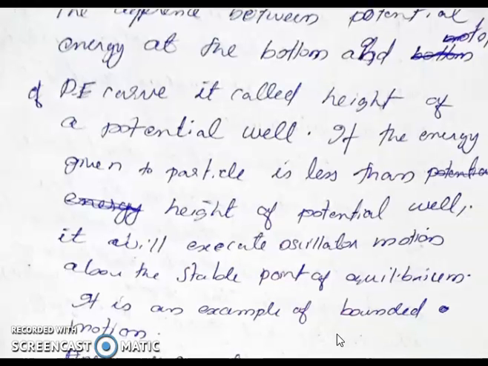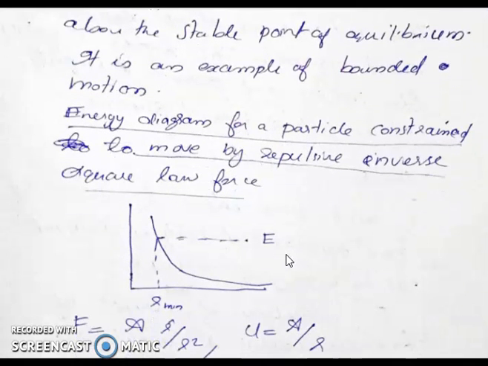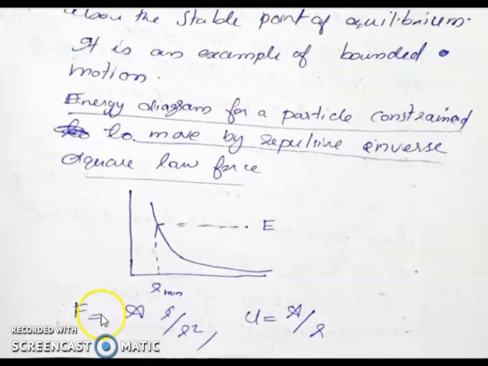It's an example of bounded motion, a bound system. Now we'll look at another thing, an unbound system. Here we'll look at the energy diagram for a particle constrained to move by a repulsive inverse square law force. Inverse square law force means the force is inversely proportional to the square of the radial distance r. This type of force is called an inverse square law force, and it should be repulsive.